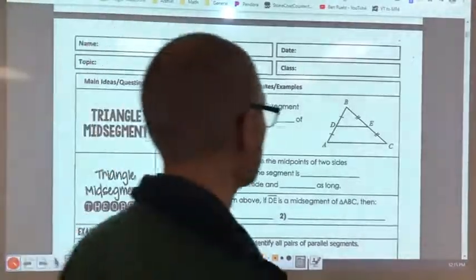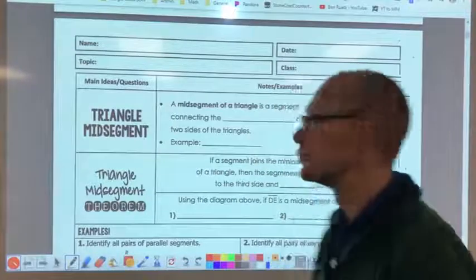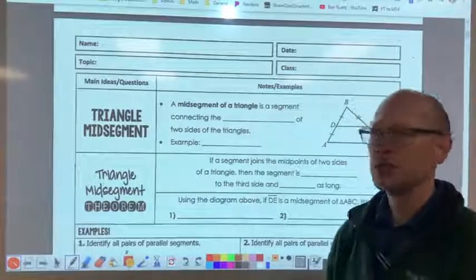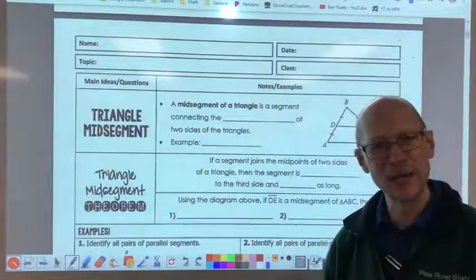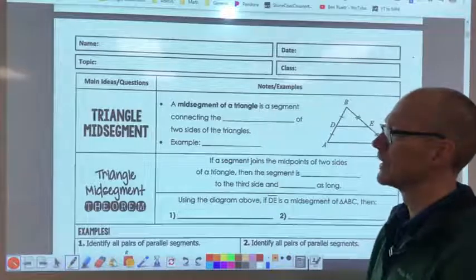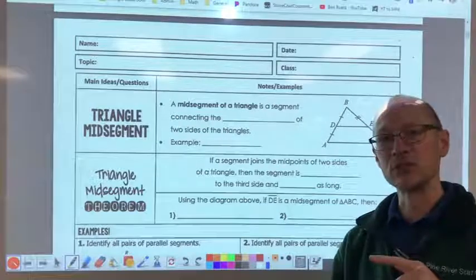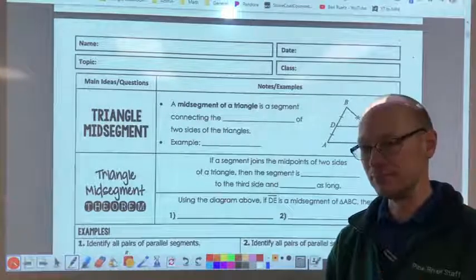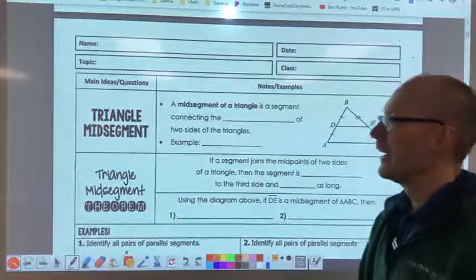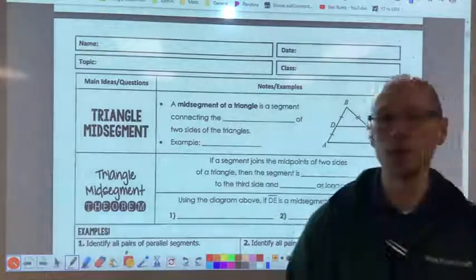Well, hey, geometry class. We're starting a brand new chapter with triangles. What is it? Relationships within triangles, I think, is what we called it. And there are several things. There's perpendicular bisectors and angle bisectors and medians and altitudes. And we're starting with triangle midsegments.